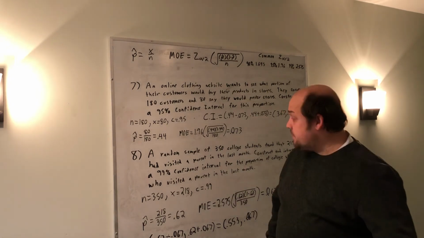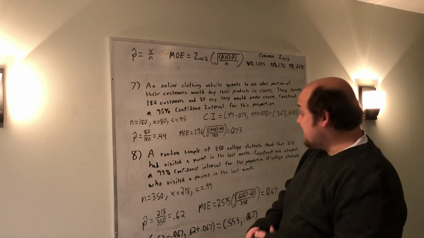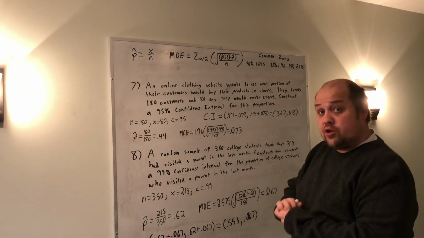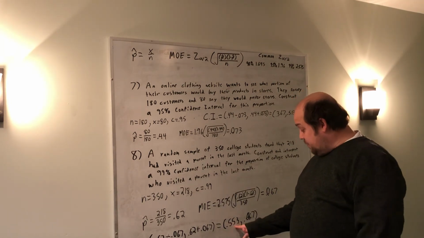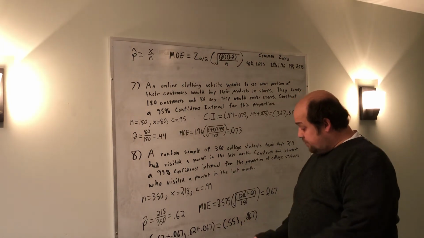So what this tells me is, based on this sample, I'm 99% sure the true proportion of college students who visited a parent in the last month is between 55.3% and 68.7%.